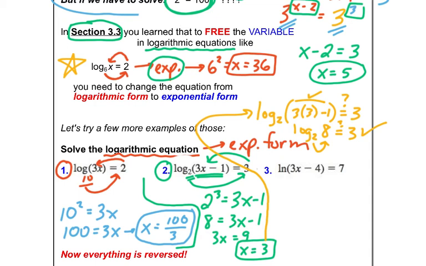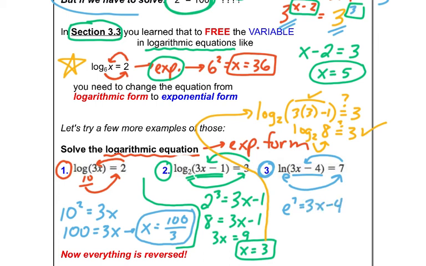How about number 3? Okay, we're in log form again, but what kind of log is this? Let's see the ln. Oh, it's a natural log, right? Natural log has the base of e. There we go. Got your arrows? There we go. e to the 7 equals 3x minus 4.